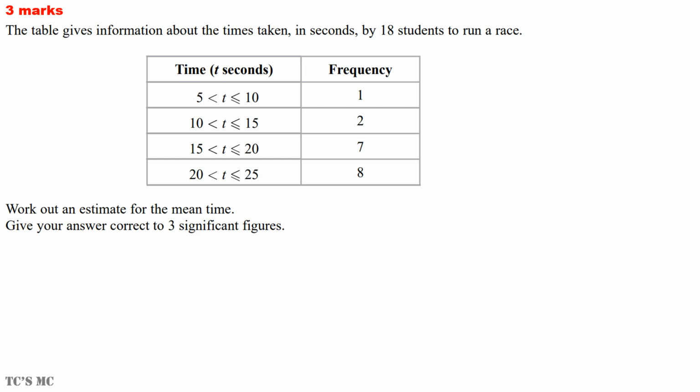The table gives information about the times taken in seconds by 18 students to run a race. Work out an estimate for the mean time. Give your answer correct to 3 significant figures.